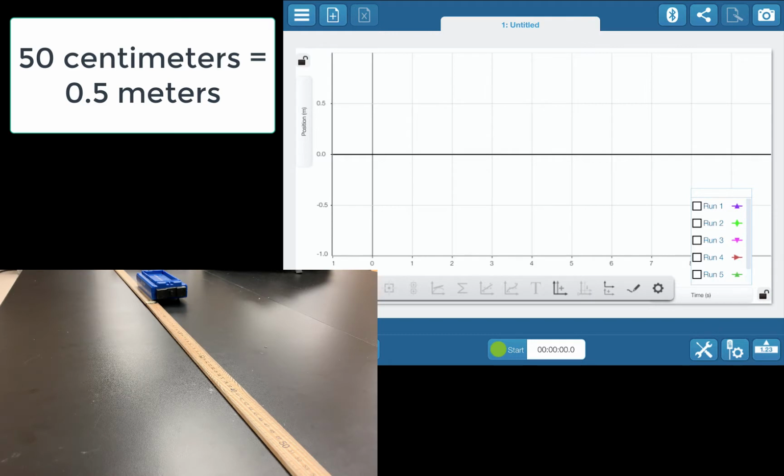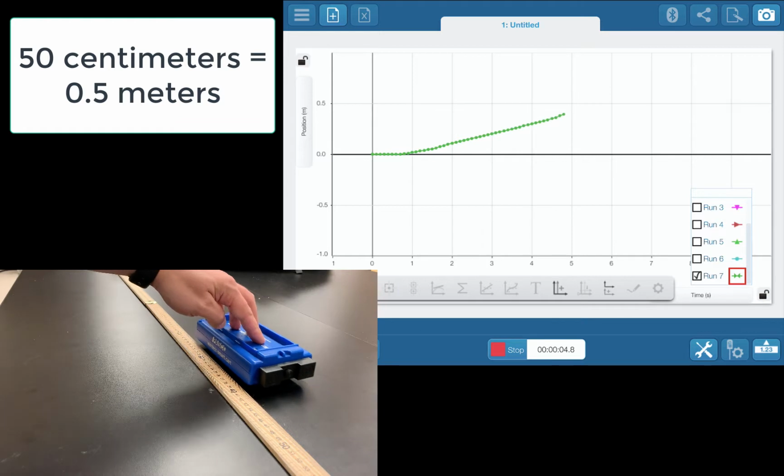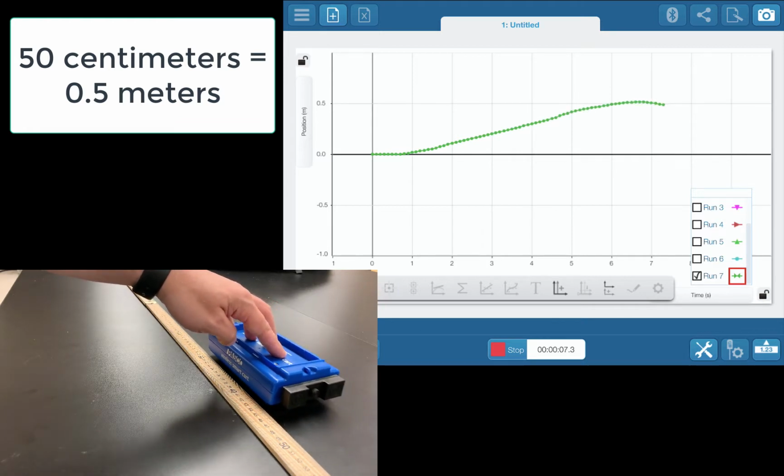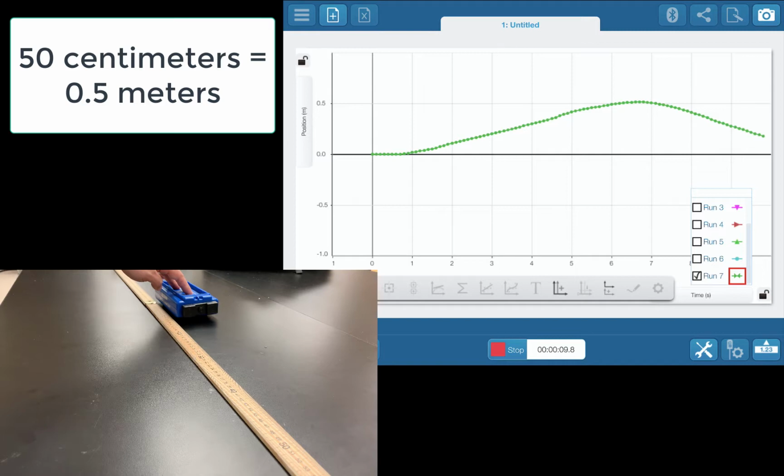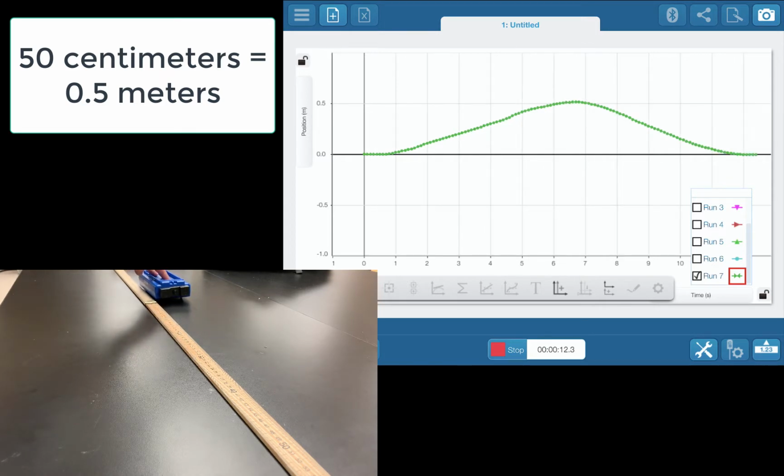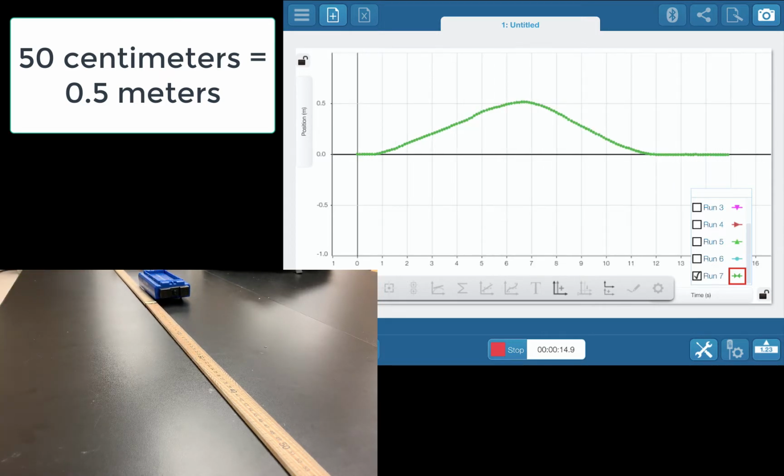Alrighty, our last trial, trial 5, we were asked to move the cart from our starting point at 0 centimeters or 0 meters to 50 centimeters or 0.5 meters, and then back to our starting point of 0. So I'm going to go ahead and start the trial. And so keep an eye on the graph. And so we're going to move forward, and we see that positive slope like we expect. And we get to 50, and now I'm going to go backwards, and we see that negative slope when moving backwards. And now I'm stopping at 0, my starting point.